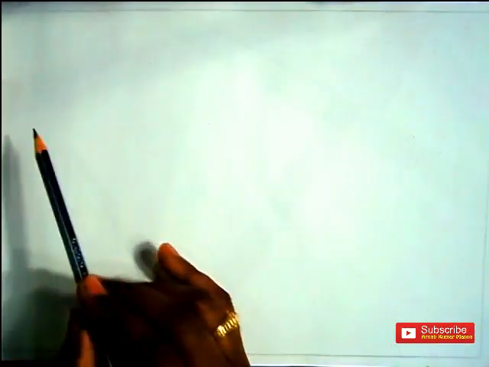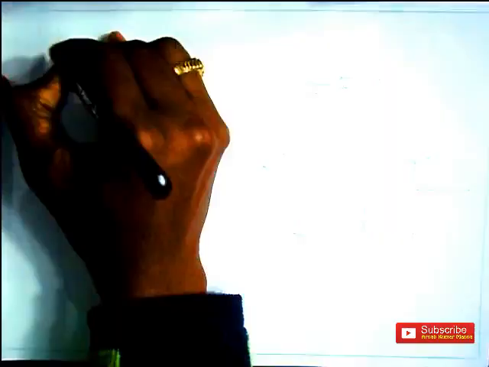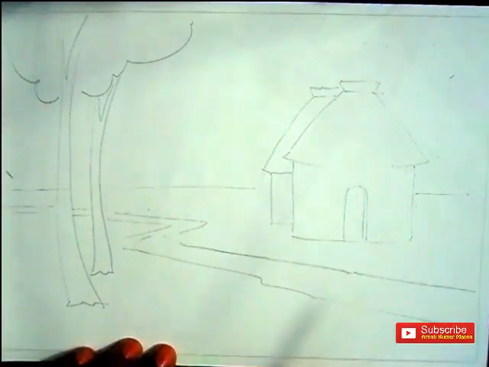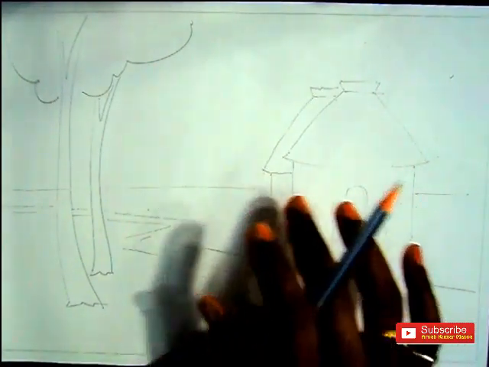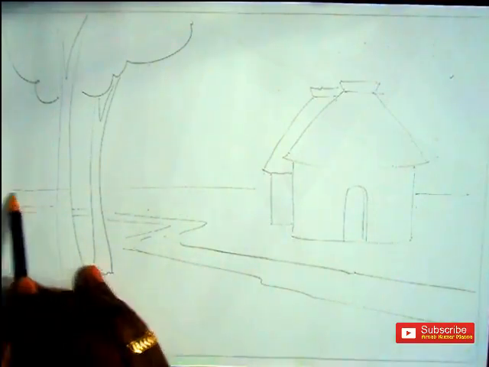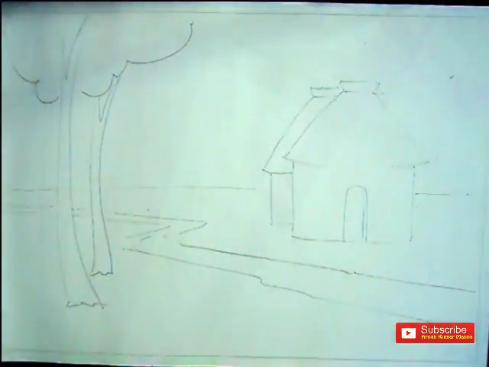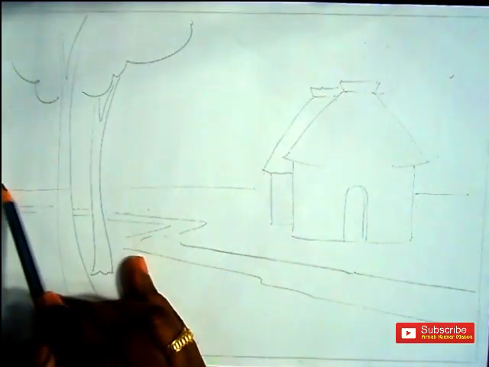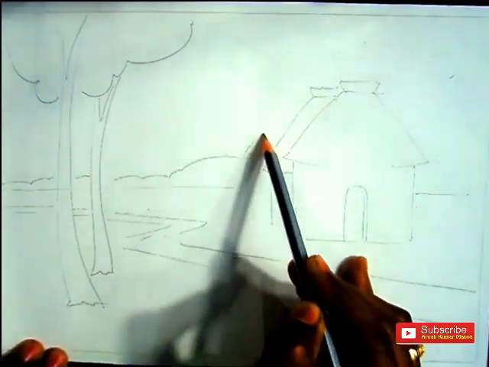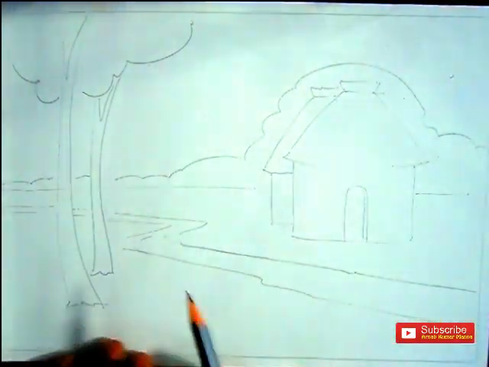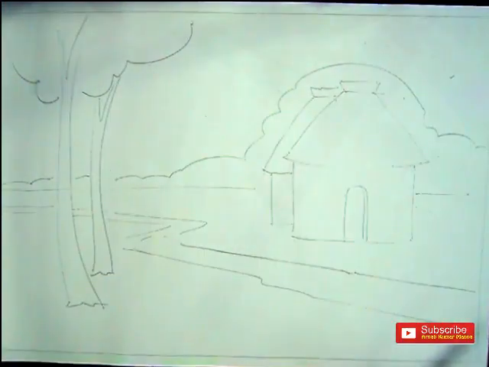Fine. At first, I'm going to make the drawing. When you make the drawing, don't make too dark a line. The line should be very small, soft. In my drawing, I have shown two houses and this horizontal line and these two trees and a few bushes. Fine, this is the drawing I have made.